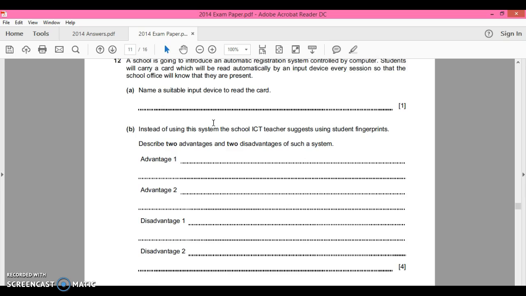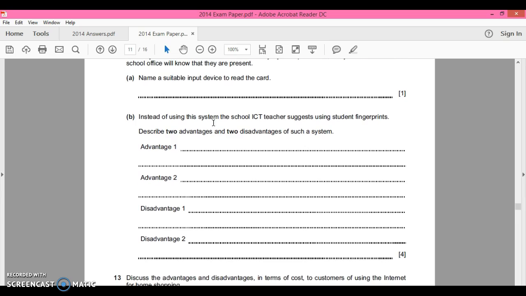Now, the next one is, instead of using this system, the school ICT teacher suggested using student fingerprints. Describe 2 advantages and 2 disadvantages of such a system. The advantages and disadvantages for this are quite simple.